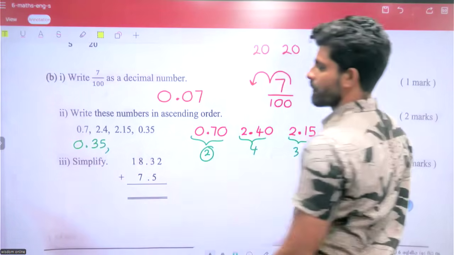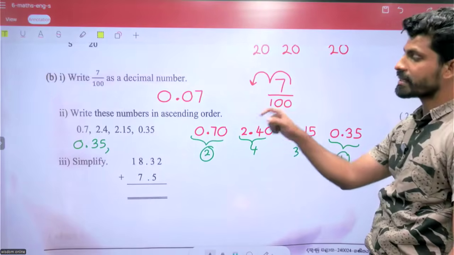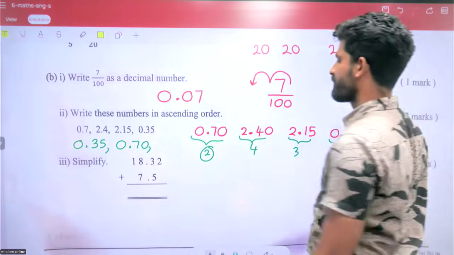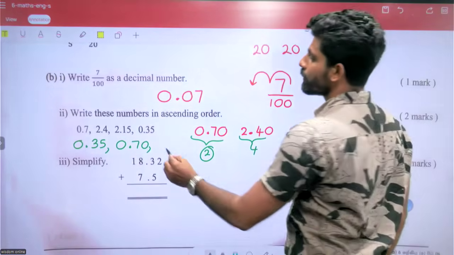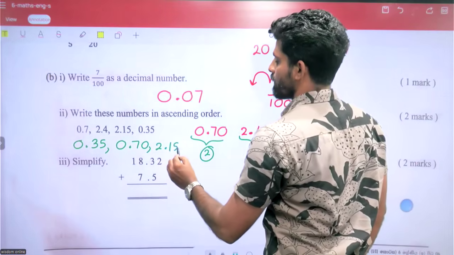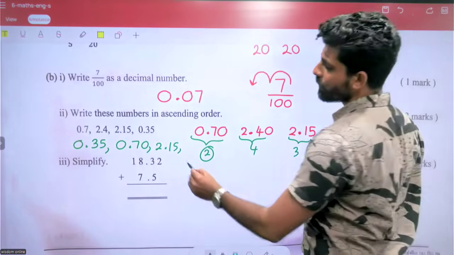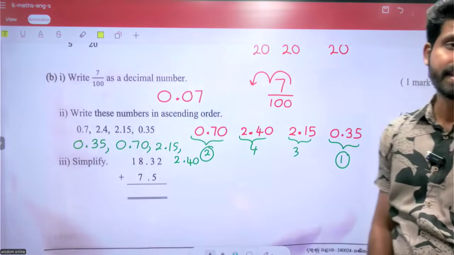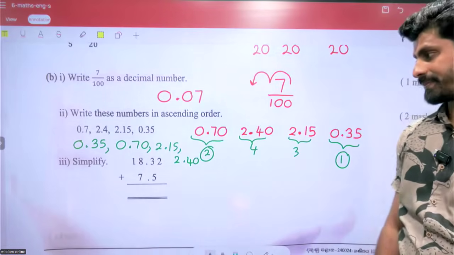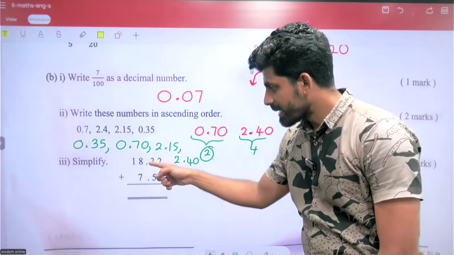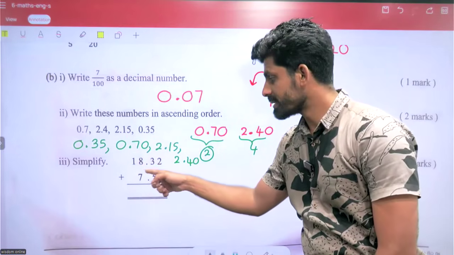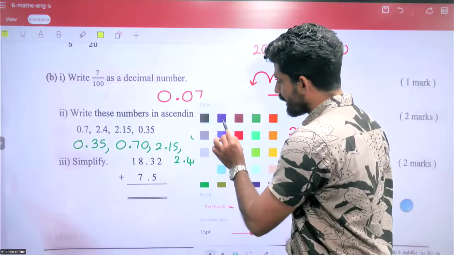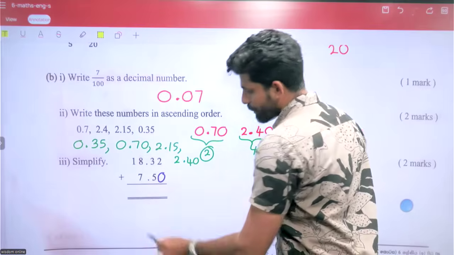0.35. Second one, 0.70. 2.15. 2.40. Right? Okay. Now look at this one: 18.32, 7.5 and the 0, right? 7.5 and the 0. So we can put 0.